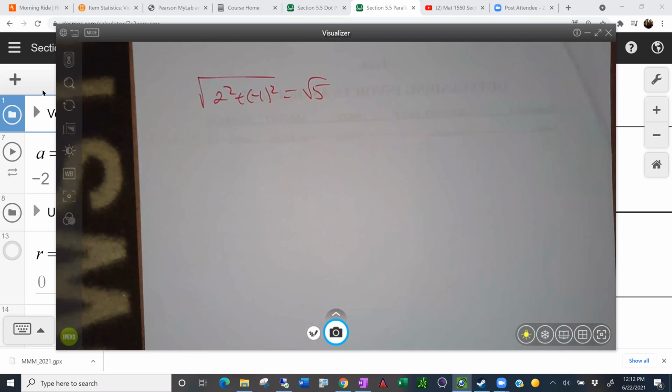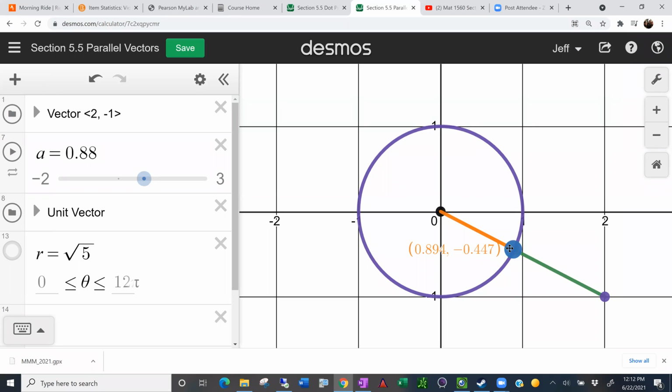A unit vector is going to have a magnitude of 1. And you can see that there's a couple places where the unit vector would be right here at (1, 0), (0, 1), (-1, 0), (0, -1). All those are going to be a distance of 1 away from the origin.